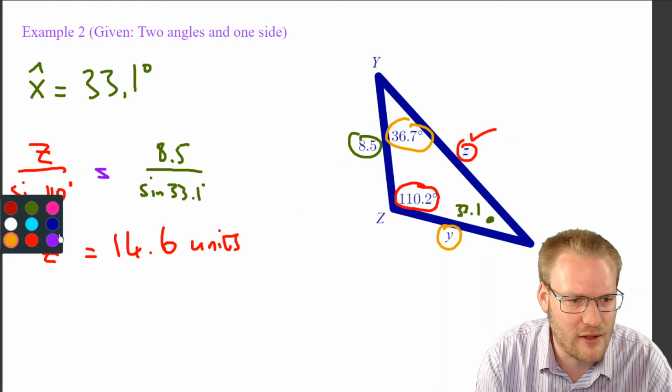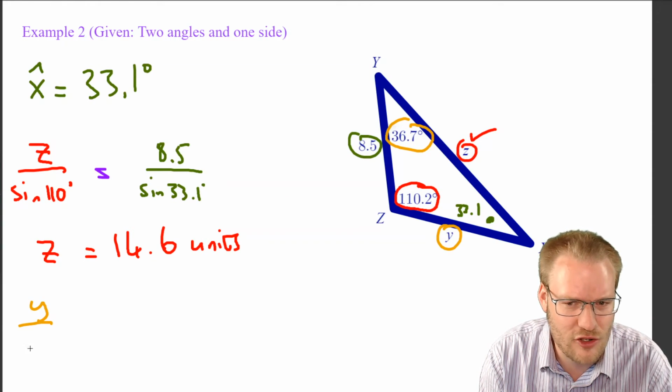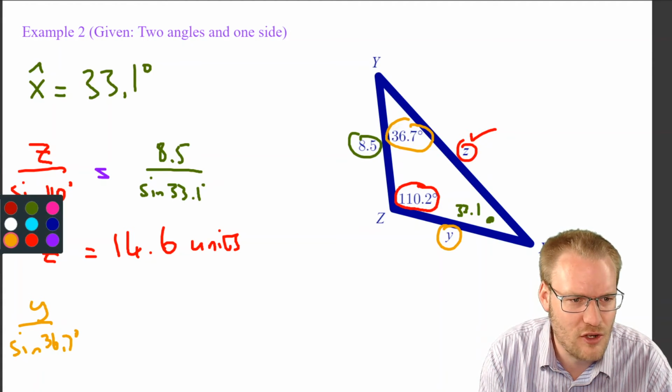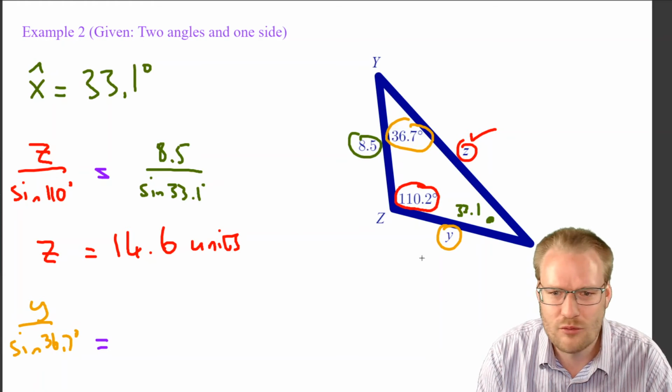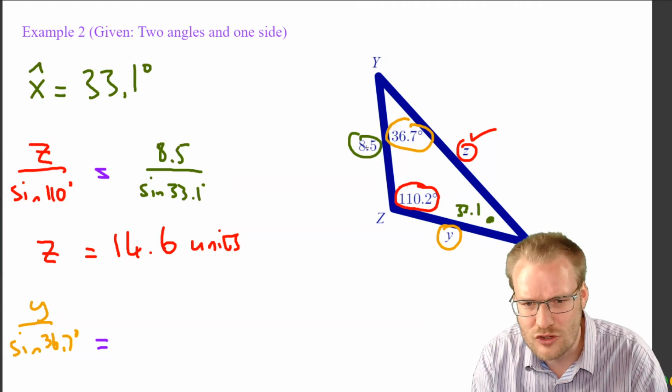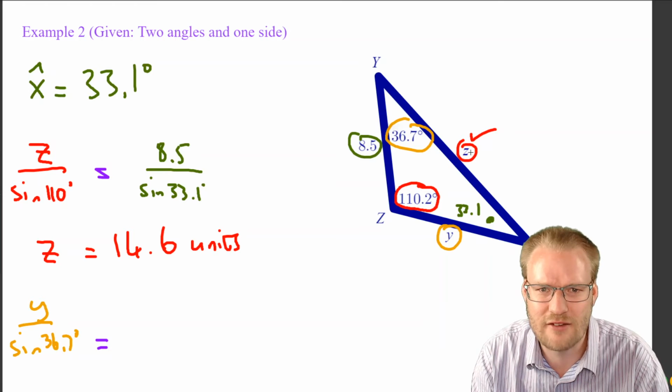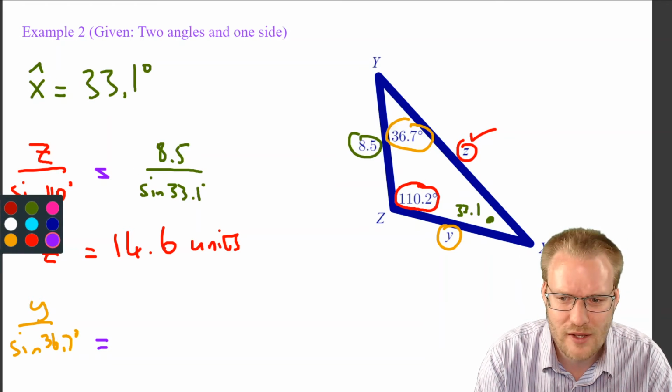Let's try and find y. Well, let's put the unknown on top. Y over sine 36.7 degrees. What is that equal to? Well, which one do we want to choose? I'm going to choose this one. There's more of a chance that I made a mistake finding out Z. So let's put it in here.